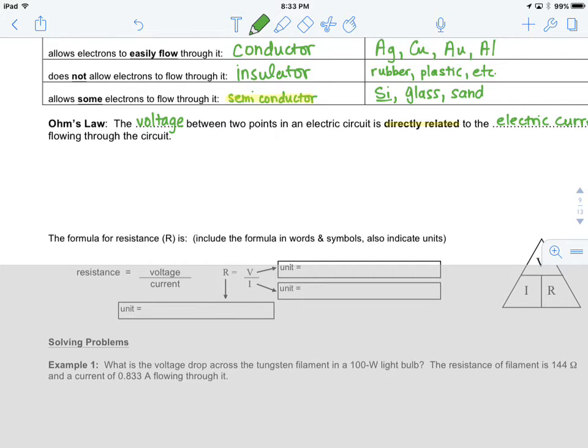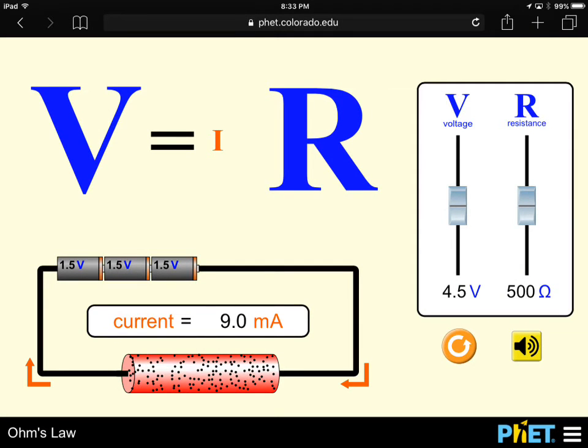So this term right here, directly related, you have to think to your grade 9 math. I've got a little demonstration to show you here. Here I've got V equals IR. So V is voltage, I is current. And what you'll notice is here's the resistance, and you can see down here a little circuit. So right now I've got 3 batteries, 1.5 volts, and I've got a certain amount of current, 9.0 milliamps, and they're flowing through this big red resistor.